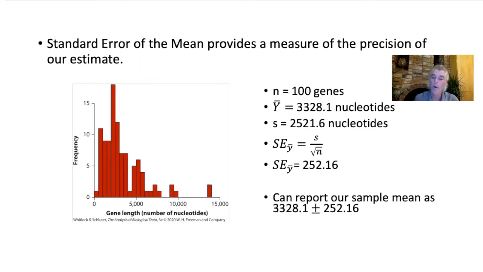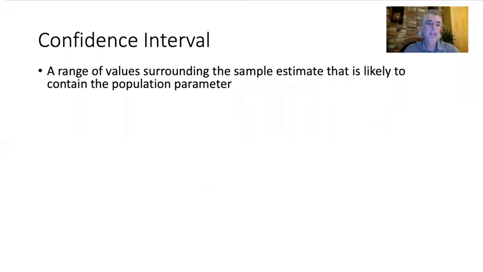So we can report our sample mean as 3,328 nucleotides plus or minus 252. This standard error gives us a sense of how much that sample mean is likely to vary from sample to sample. So now that we've reviewed sampling error, we can move on to talk about confidence intervals. Confidence intervals simply represent a range of values surrounding our sample estimate that is likely to contain the true population parameter.